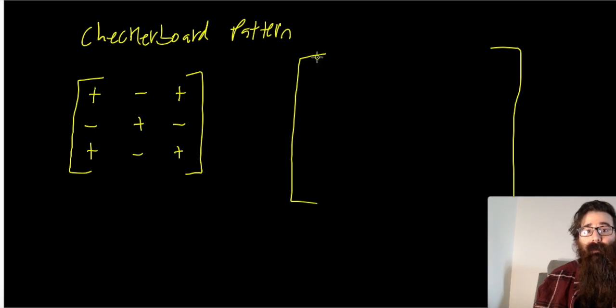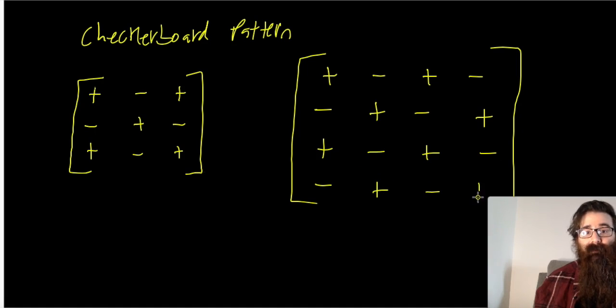So for a 4 by 4 matrix, here in the upper left, it would be plus, and if I want to go across that row, it would start at plus and then minus, plus, minus. Second row would be minus, plus, minus, plus. Third row would be plus, minus, plus, minus. Fourth row would be minus, plus, minus, plus.